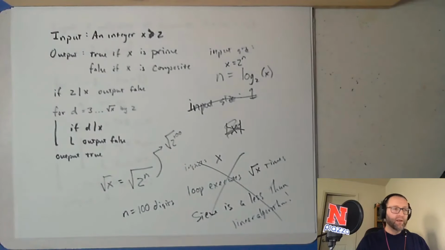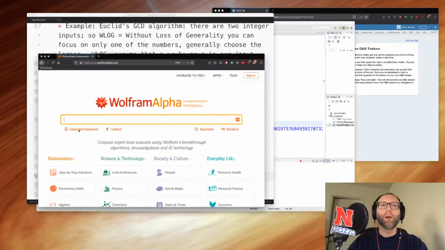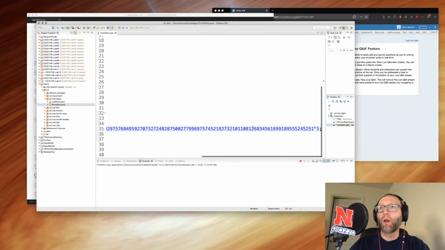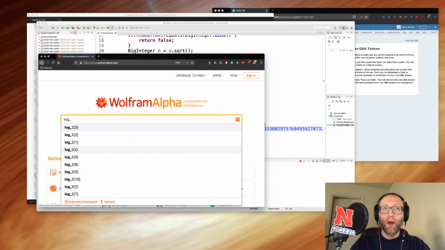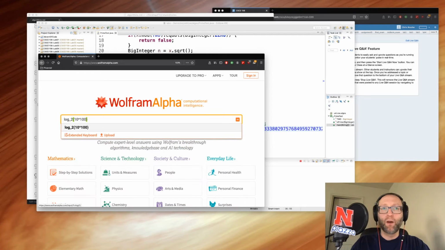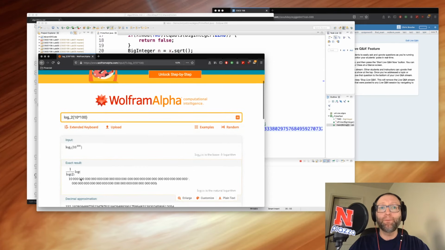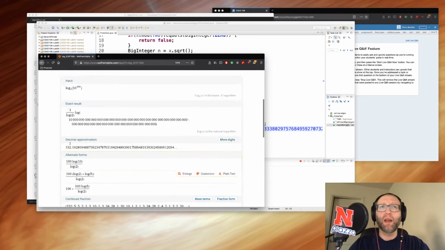In fact, let's actually figure it out. I've got Wolfram Alpha in the background here. Let's go ahead and find out how many bits this huge 100-digit number takes to represent. So log base 2 of 10 to roughly the 100, right? It's base 10, there are 100 digits. So that's going to be 332 bits. We'll go ahead and round down, right?